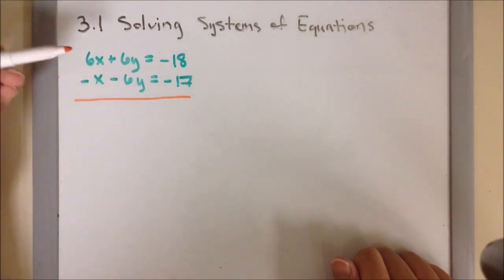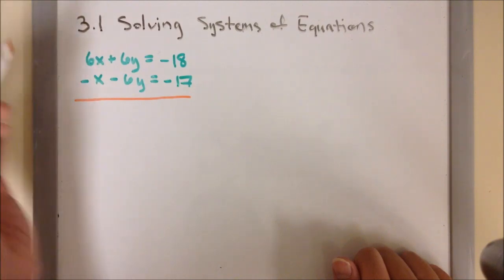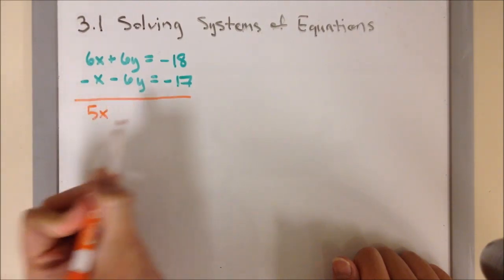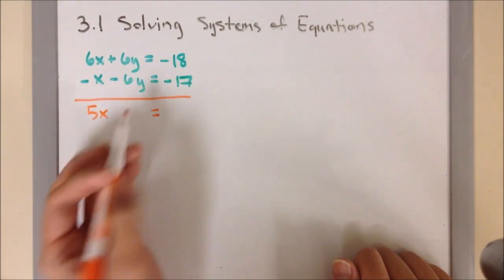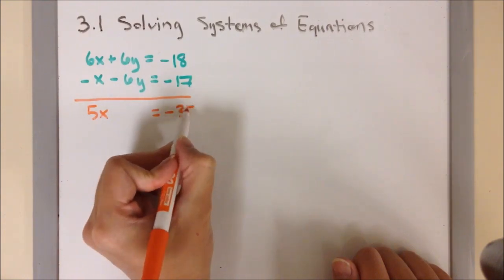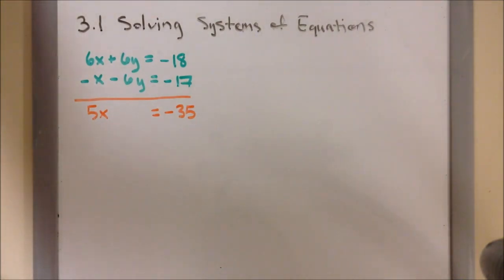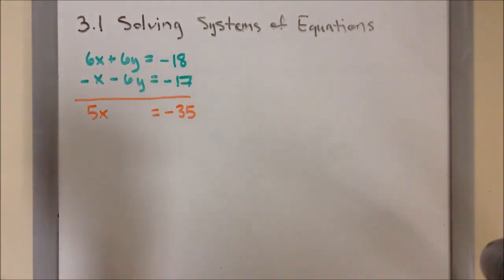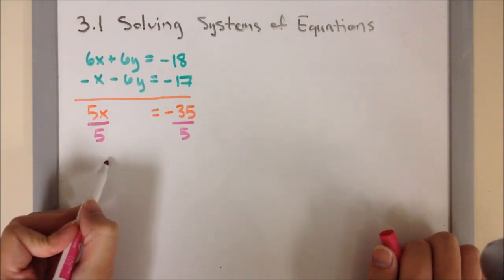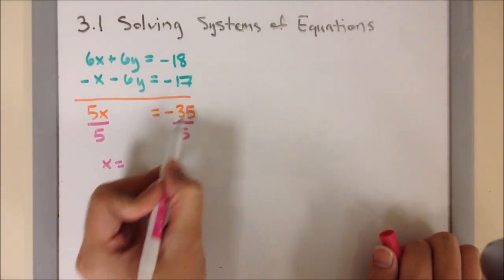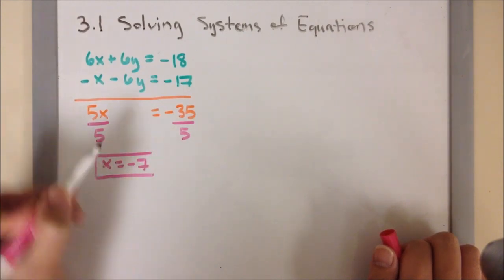So the y's are going to cancel out. What I'm going to do is combine the x's vertically. So 6x minus x, that will be 5x. My equal sign. Negative 18 minus 17, that will be negative 35. Now once I get 5x equal to negative 35, what I'm going to do is just solve for x. Divide by 5, divide by 5. So x will equal negative 35 divided by 5, which is negative 7. So here's our first solution.